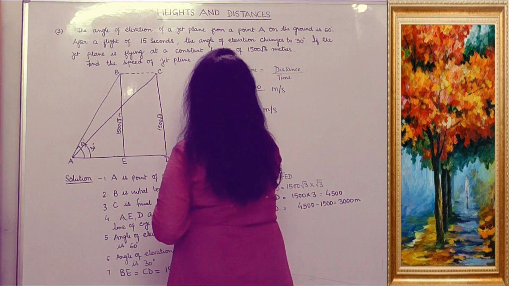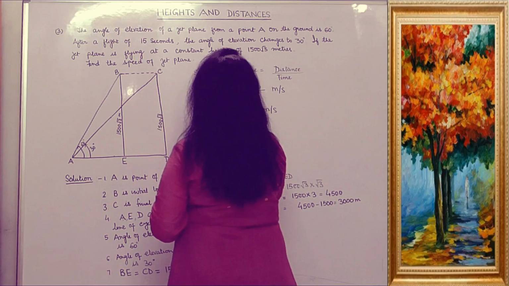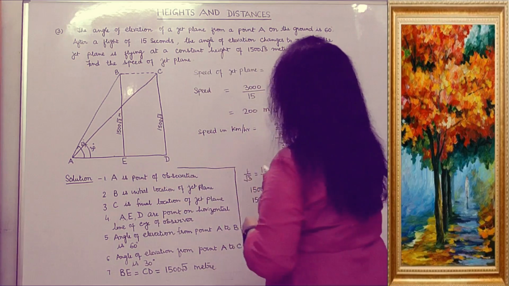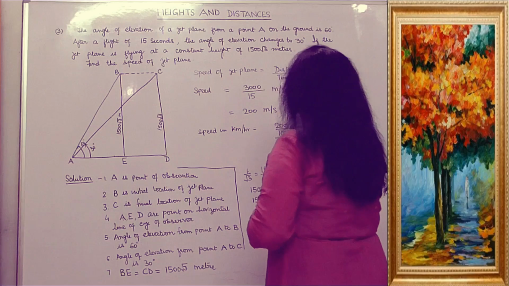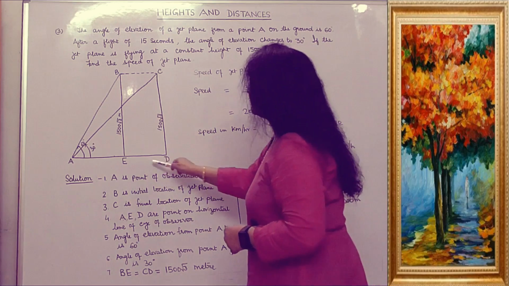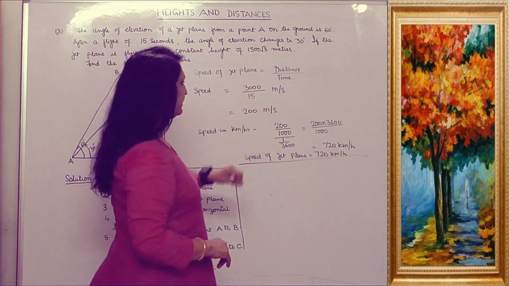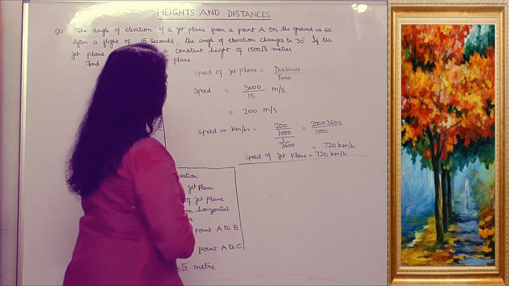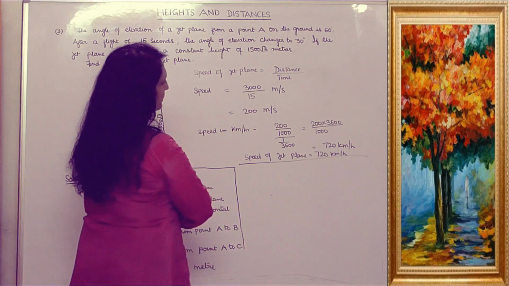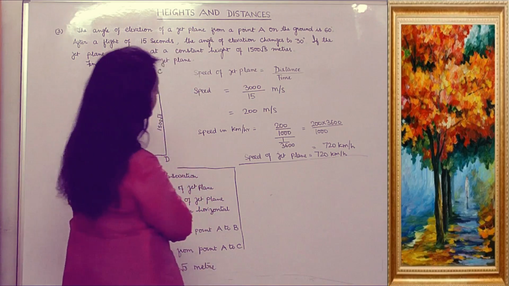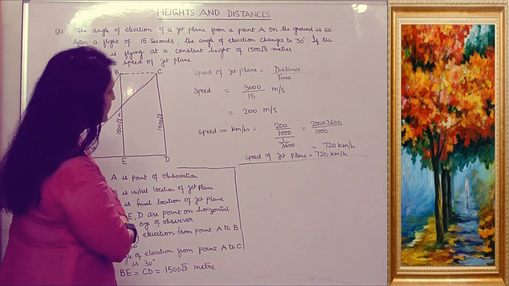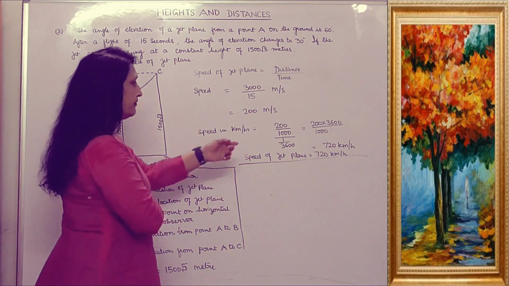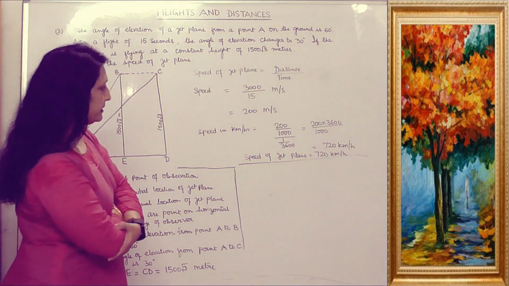Speed in kilometer per hour. We got the value of speed is equal to 200 meter per second, because speed is equal to distance upon time. ED is equal to BC. Speed in meter per second is equal to 200 meter per second. Speed in kilometer per hour is equal to 720 kilometer per hour, because we have changed the meter into kilometer and second into hour. That's why we got 720 kilometer per hour.